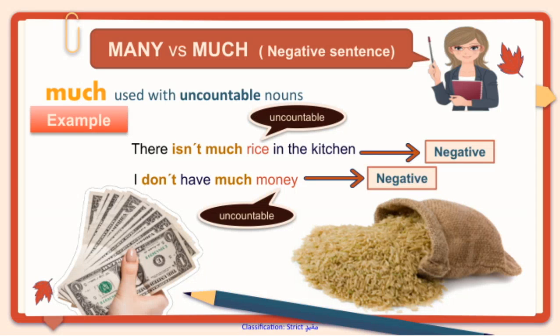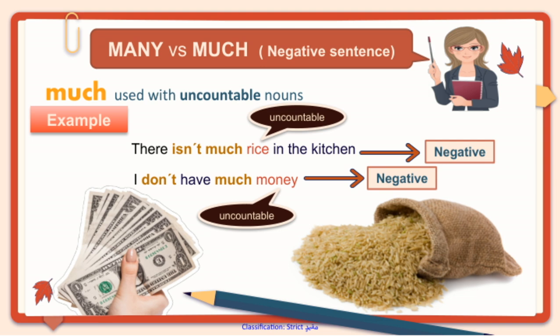Let's take a look at how we use negative with uncountable nouns. When we want to express that we don't have much of something, we use much in negative sentences. For example, I might say, I don't have much money. Here, money is uncountable, and much helps us convey that the amount is small or insufficient. Similarly, if there isn't much rice in the kitchen, I would say, there isn't much rice. Again, rice is uncountable, and much is the appropriate word to express a small quantity.